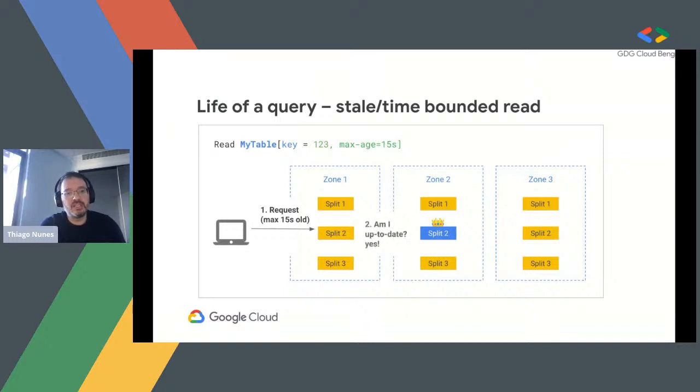So the split will see if it has data which is at most 15 seconds old. And if it already has that data, it can directly reply to the client without having to do a round trip to the leader. So that's why, when you're doing stale reads, you can consume way fewer resources than doing strong reads. Now, if split 2 didn't have data which was at most 15 seconds old, then it would have to go to the leader as we've seen before. So the process would have been the same.